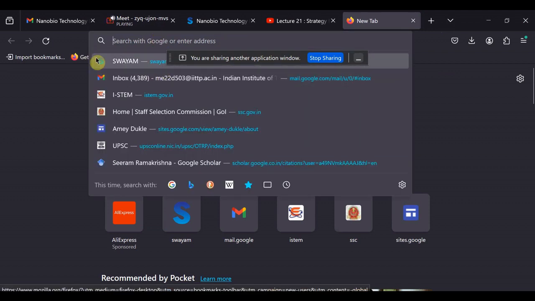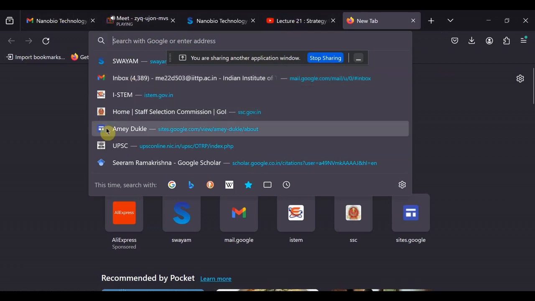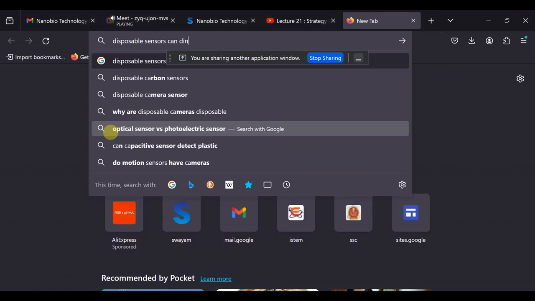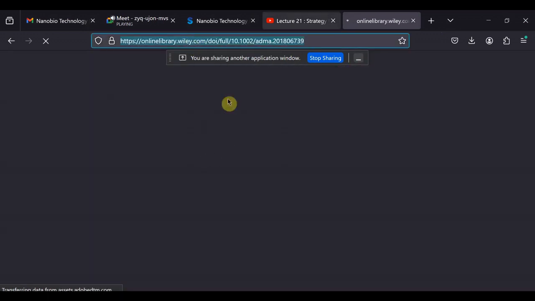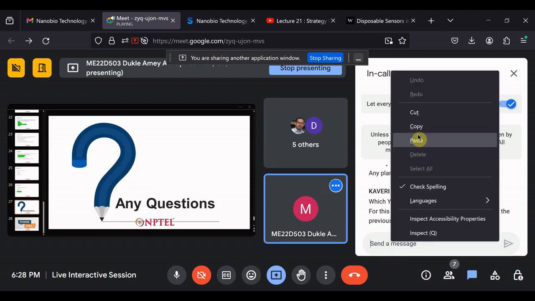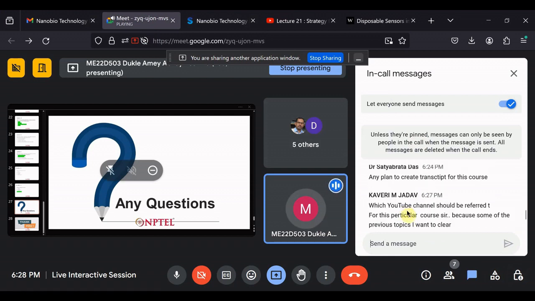In the first lecture I had shared one of the research papers, so I'll just share that again. If you want to clear your basics, you can refer to this paper, and if you want to actually study for the course or for the exam, you have to go from the Swayam portal itself.